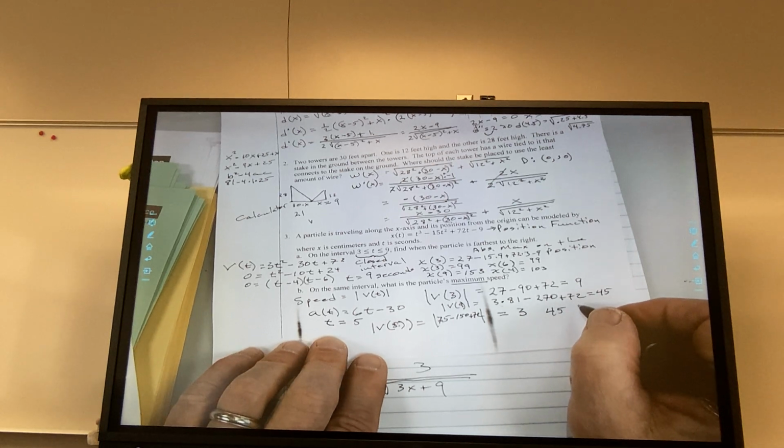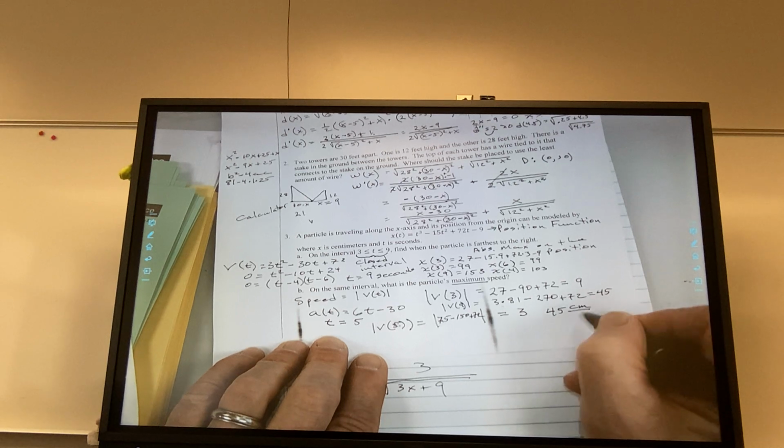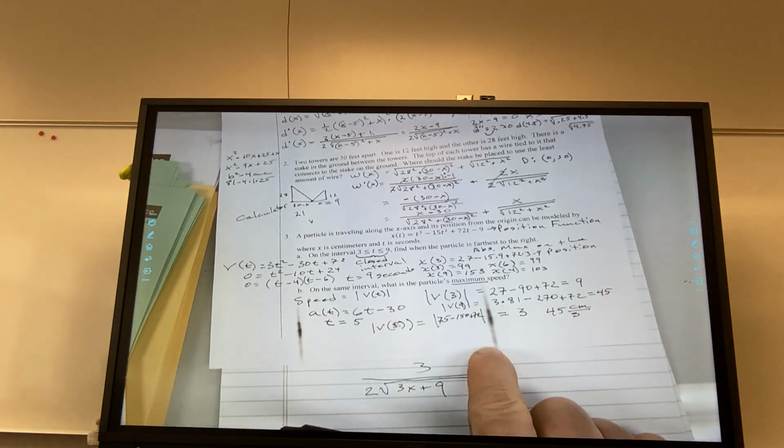Does it tell us our units? Centimeters per second. So you always have to look at the endpoints too when you're on a closed interval.